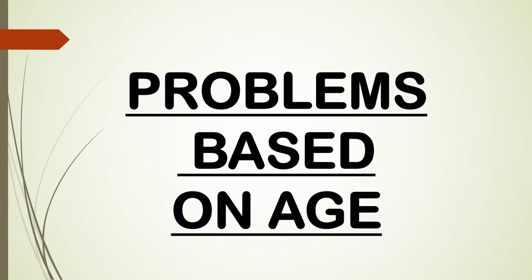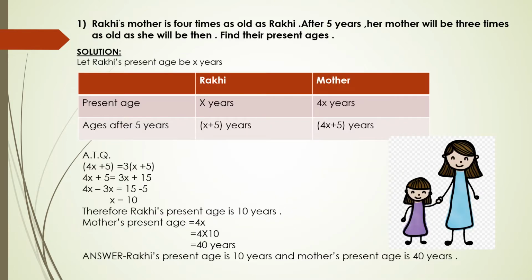First, we have problems based on age. The first question that I have taken up for you: Rakhi's mother is 4 times as old as Rakhi. After 5 years, her mother will be 3 times as old as she'll be then. Find their present ages. Yes, children, I have read the question once for you, but it is necessary to read it at least 3 to 4 times to understand the language.